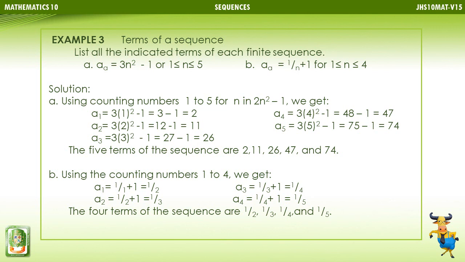B. Using the counting numbers 1 to 4, we get a sub 1 equals 1 divided by 1 plus 1 equals 1/2. a sub 2 equals 1 divided by 2 plus 1 equals 1/3. a sub 3 equals 1 divided by 3 plus 1 equals 1/4. a sub 4 equals 1 divided by 4 plus 1 equals 1/5. The 4 terms of the sequence are 1/2, 1/3, 1/4, and 1/5.